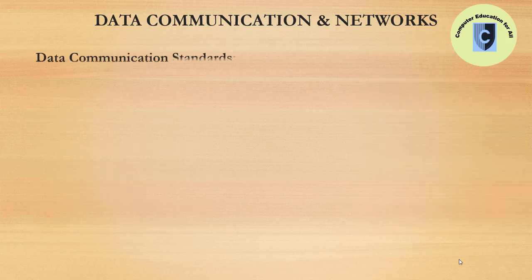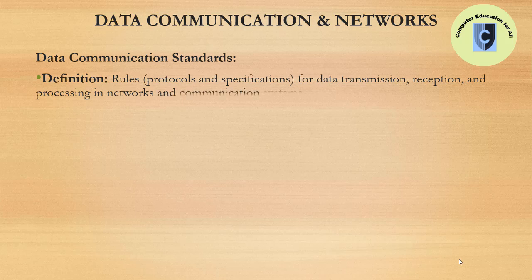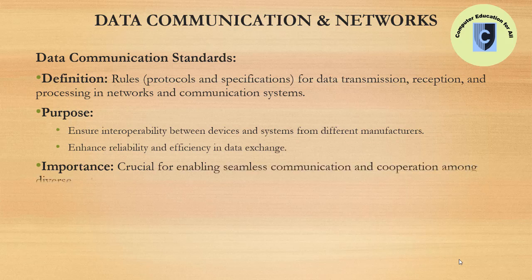Data communication standards. Data communication standards are a set of rules, protocols, and specifications that define how data is transmitted, received, and processed in computer networks and communication systems. These standards ensure that devices and systems from different manufacturers can communicate and work together flawlessly. Data communication standards play a crucial role in enabling interoperability, reliability, and efficiency in the exchange of data.